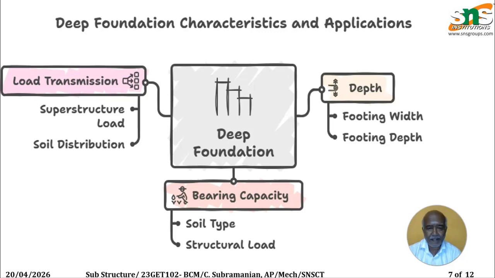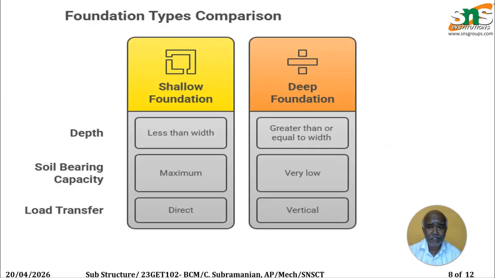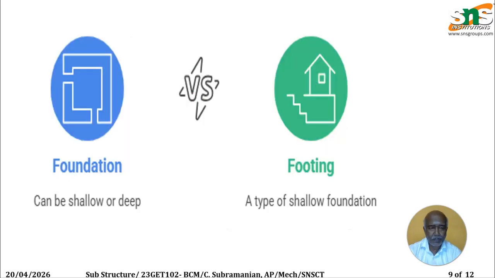For deep foundations, the bearing capacities of the soil type and structural load give us a pile foundation or pier foundation itself. So the footing width will be lesser than the depth. Depth will be higher. And for foundation types and comparisons, we say shallow foundation and deep foundation. In shallow foundation, the depth is lesser than the width, whereas in the deep foundation the depth is greater than or equal to the width. Also soil bearing capacity is maximum in the shallow foundation, whereas very low in the deep foundation, and load transfers directly in shallow foundations, whereas in deep foundations it is vertical.